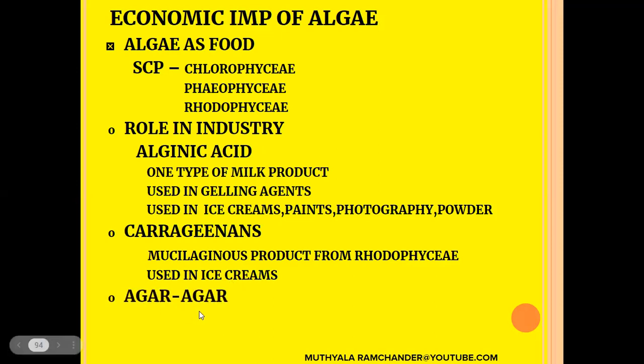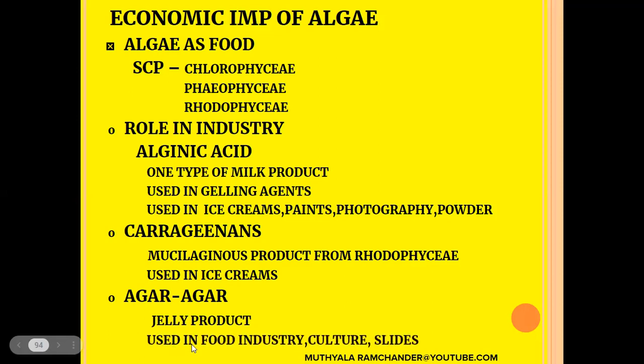And agar-agar. It is also an industrial product. Agar-agar is a jelly product. It is synthesized from different types of algae like chlorophyceae, phaeophyceae, and rhodophyceae. The jelly product is used in the food industry, and also in the culture industry, for making slides. For example, we studied in intermediate, degree, or PG level, some permanent slides are observed under the microscope. Those permanent slides are made by adding agar-agar solution.